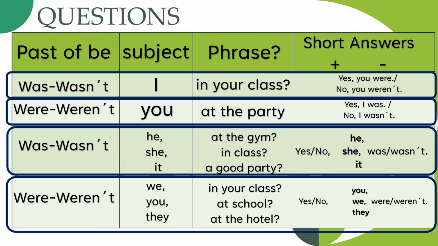Alright, so that's it. So one more time, remember, in order to structure questions, the first thing you need is the past of the verb be, and then a subject. Of course, use the correct form of the verb be for each subject. Was I, were you, was he, she, it, were we, you, they, and then a complement. So come on, now it's time to practice.